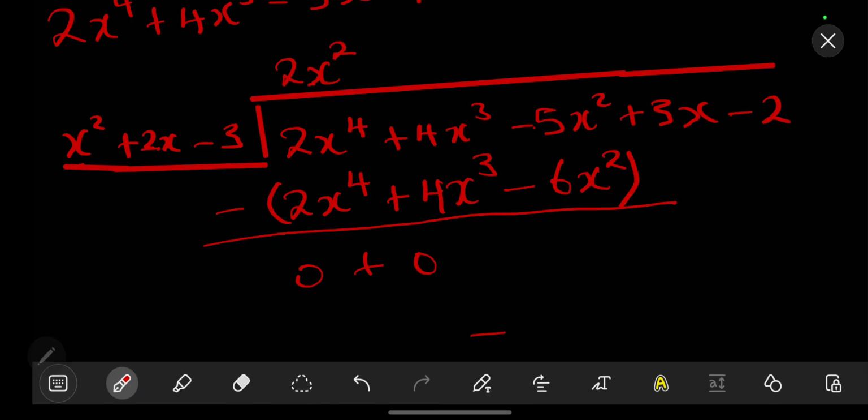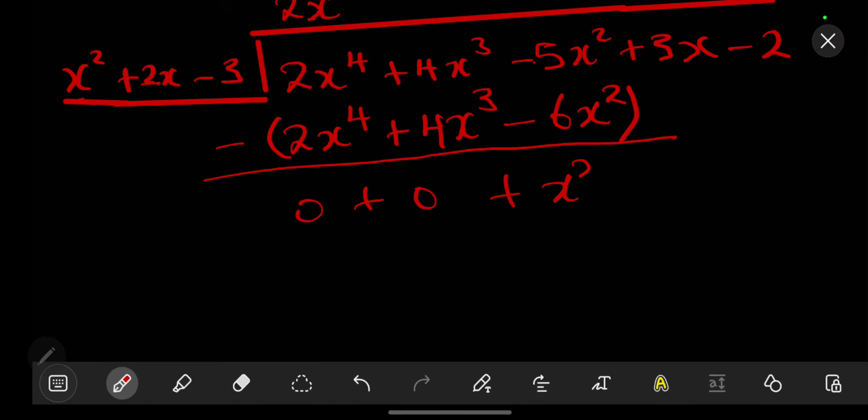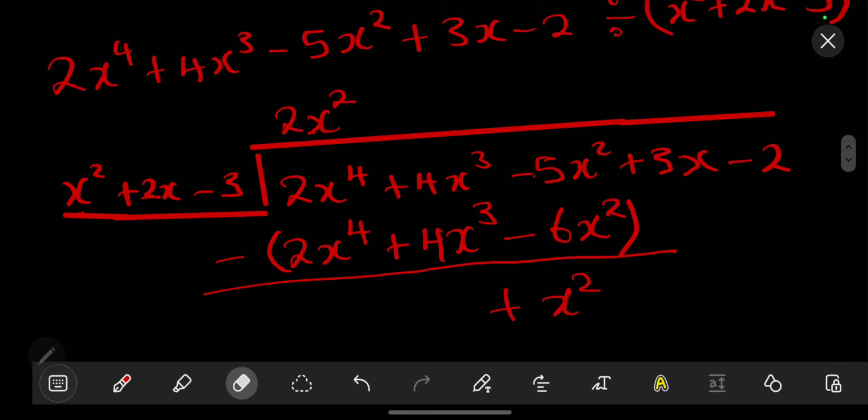Then we have negative 5x to the power 2 minus our 6x to the power of 2. So what we are going to get is negative 5x to the power 2, then we have plus 6x to the power 2. This will give us x squared, like that. So we are going to write our x squared in such a manner. So our result there will be a positive x squared. So if you have the zeros there is simply no need to write them.